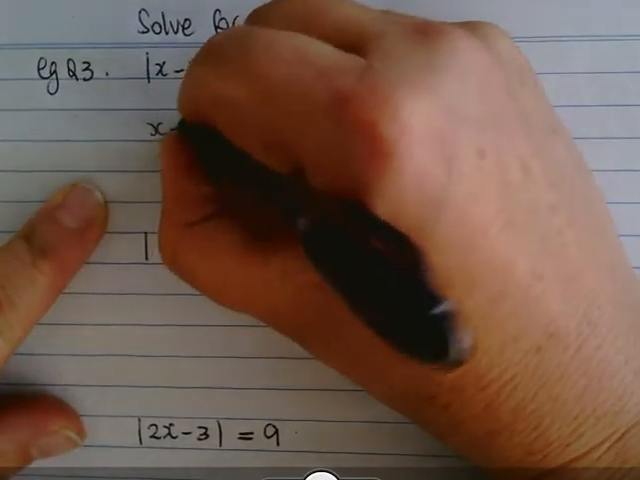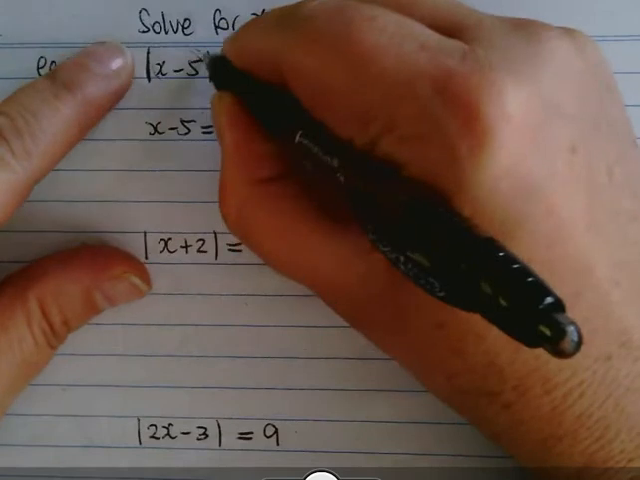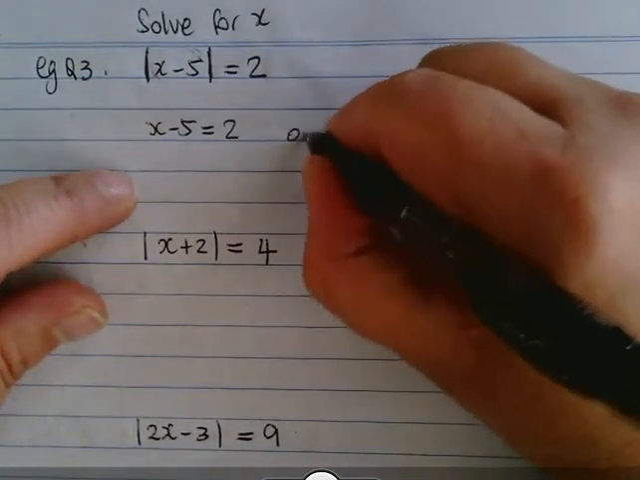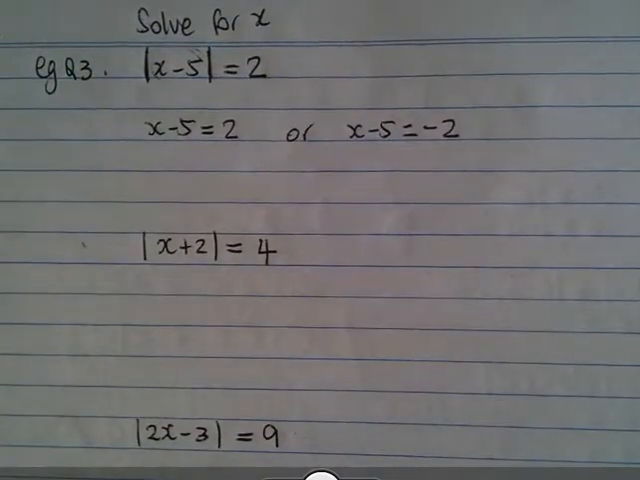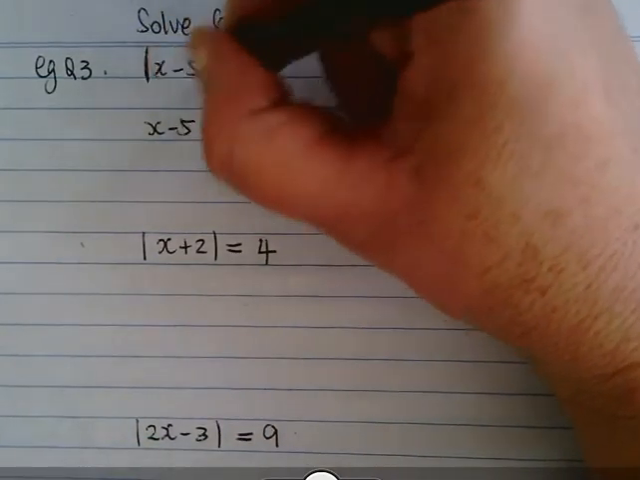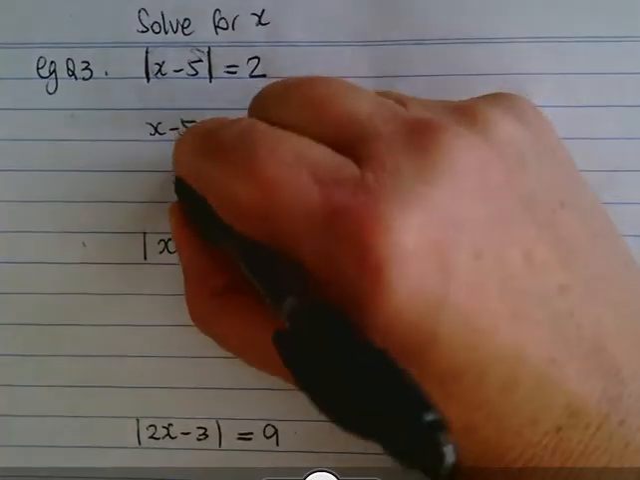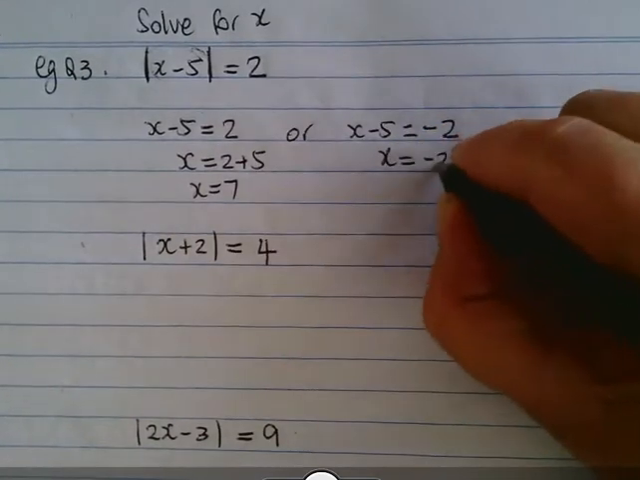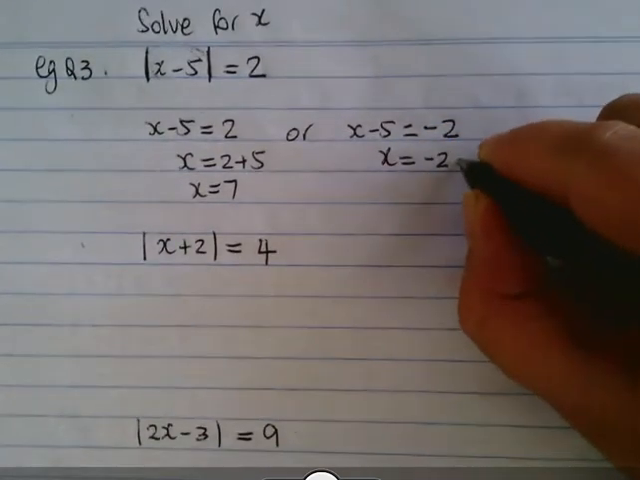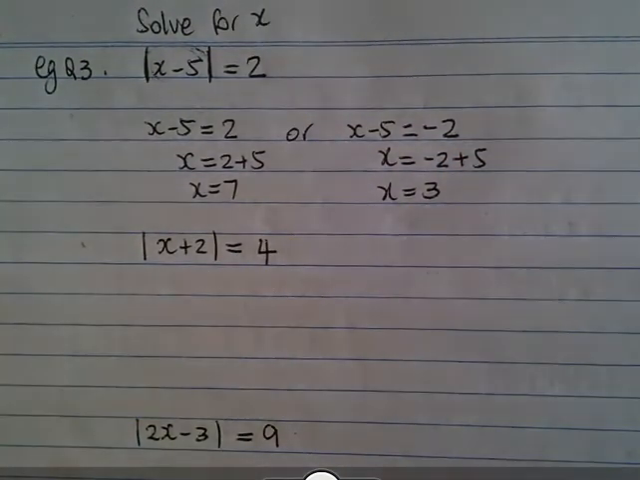What could that x minus 5 equal? What's inside the absolute value signs could be 2, or what's in the absolute value signs could be negative 2. That's all it is. Because the absolute value of 2 is 2, and the absolute value of negative 2 is 2. So that whole x minus 5 could be 2. Does that make sense? So now solve that, and what do you get? X is 2 plus 5, which is 7. And this one? X is negative 2, what? Plus or minus 5? Plus 5. So x is 3.